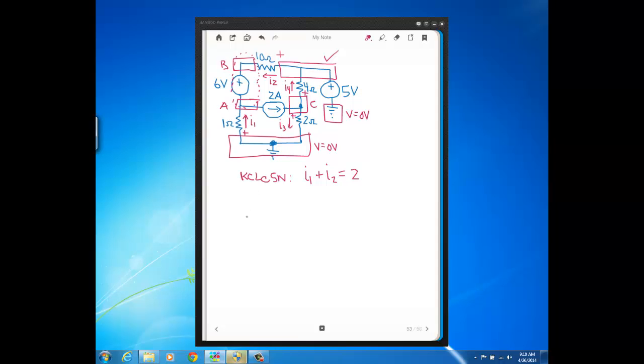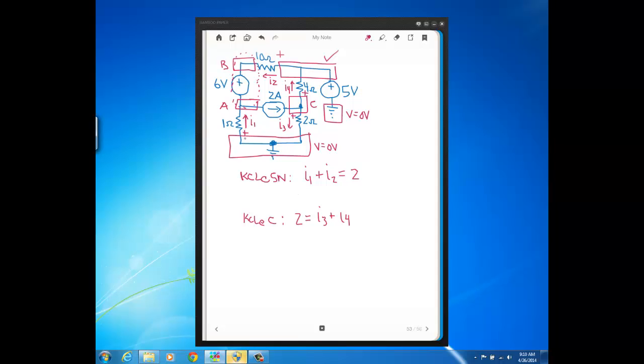Then we have KCL at the other node here, C. At this node we have 2 amps flowing in, and we've got I3 plus I4 flowing out. Now we write our currents in terms of voltage using Ohm's law.